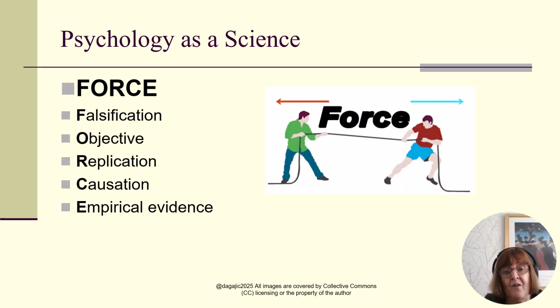An acronym that I find really helps students when they're answering any questions on psychology as a science is the acronym FORCE. So F for falsification, O for being objective, R for replication, C for causation, and E can be for empirical evidence or experiments. So if you remember that little acronym and then you're answering a question, that will remind you what key features of science to try and bring into your answer.